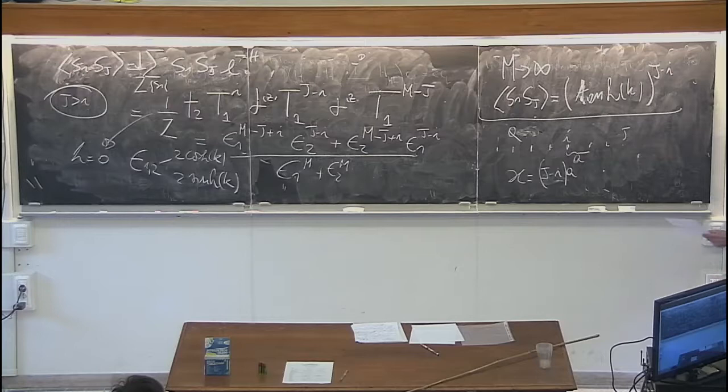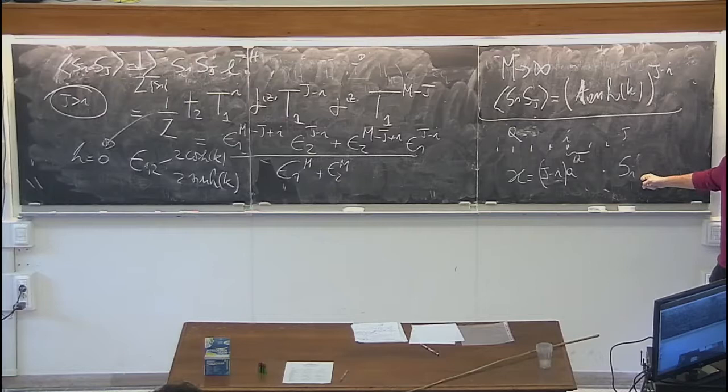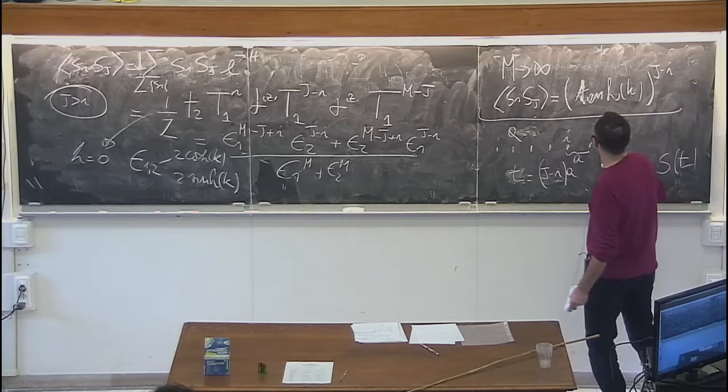Instead of writing s_i, labeling the spin in terms of the site, we can write it in terms of a continuum variable, which is x. Let me call it tau, which is better: s(tau). We are changing variables in a way. If we do that, we can write down again the two-point function in terms of these new scales.